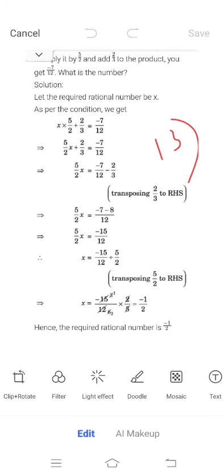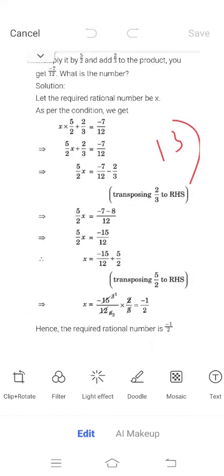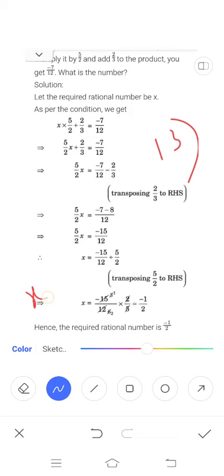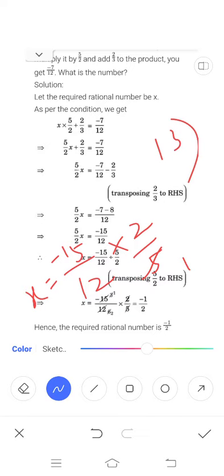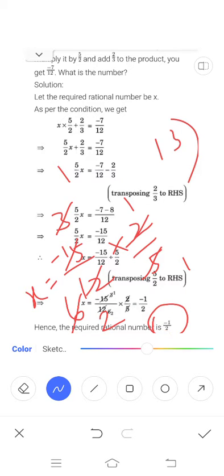Or else, this 5 by 2, when you bring it to the other side, what happens? 5 by 2 x is equal to minus 15 by 12. A fractional number when transposed becomes its reciprocal. So 5 by 2 becomes 2 by 5. So this is one method. Now you can cancel easily. In 5's table this is 1 times, this is 3 times, and in 2's table this is 1 times, this is 6 times, and in 3's table this is 1 time and this is 2 times. So x is equal to minus 1 by 2 is the required rational number.